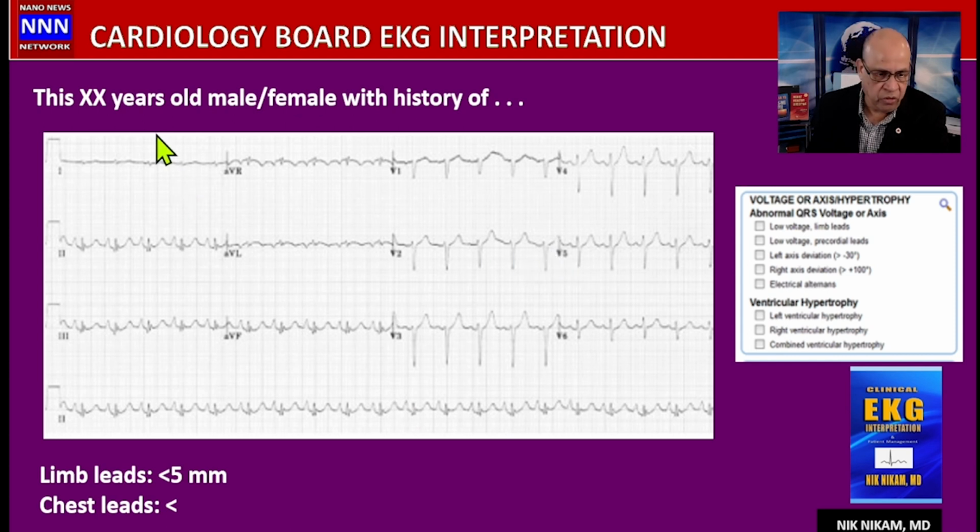Sometimes we can see low voltage just in the limb leads. Sometimes we can see low voltage in the anterior chest leads, which may be related to lead placement. If you place the leads in the second intercostal space, everything going away from the heart can give you a QS complex all the way across, like what we see here. And also in patients with various medical conditions, which I'm going to talk about in a minute.